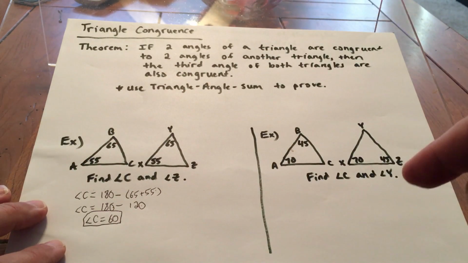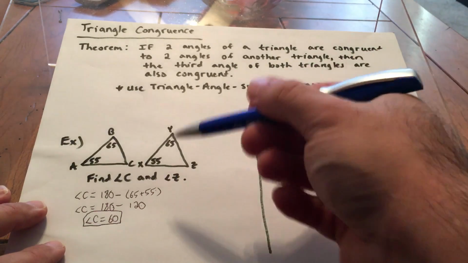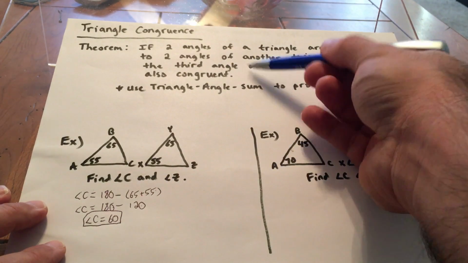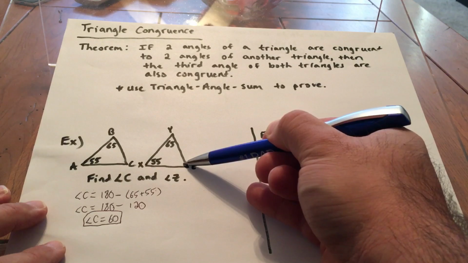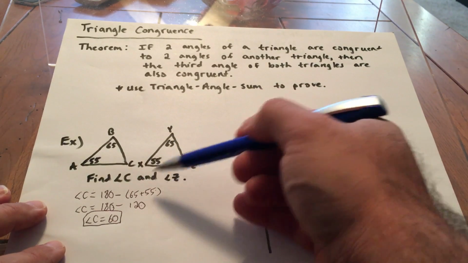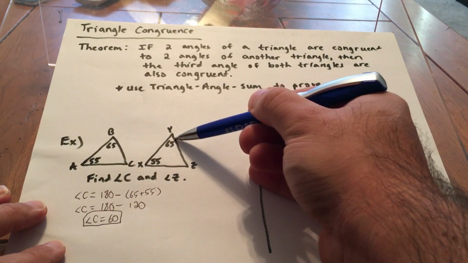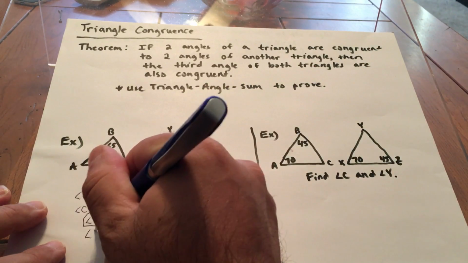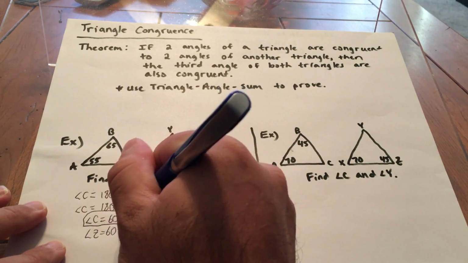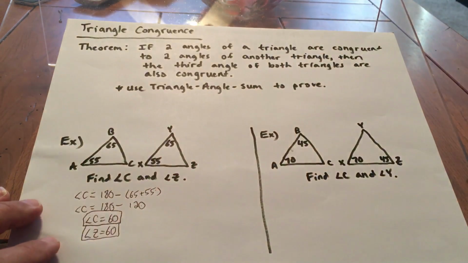All the angles of a triangle add up to 180. And then you can use the theorem that we have today to get angle Z. You don't have to go through all that work again. Angle C has to be equal to angle Z because these two angles are congruent to those two angles. So we can say that angle Z is also equal to 60 degrees. And that's all there is to it.